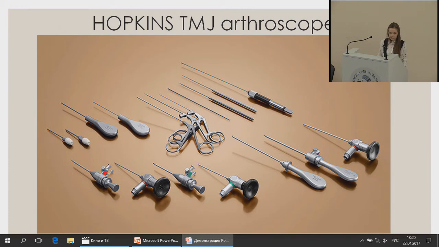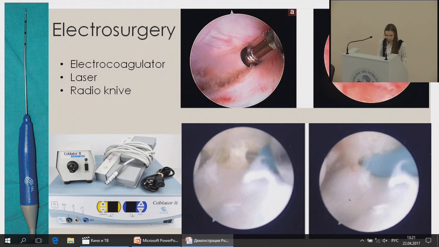In the department of maxillofacial surgery, the Hopkins TMJ arthroscope is used. Here you can see all the instruments that are included in this set of the arthroscope. The feature is that it needs an additional puncture for inserting the instrument for the treatment, while in the first puncture the scope is inserted. Electrosurgery is an additional option in TMJ surgery. These instruments are also inserted in the additional puncture, like the others.